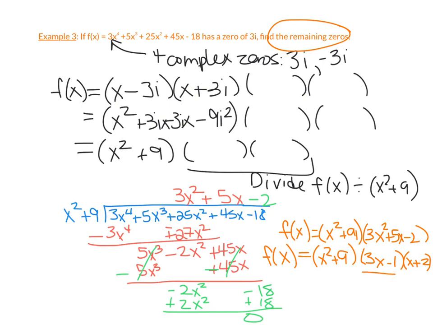You just set each of these factors equal to 0. I get 3x minus 1 equals 0, which gives me x equals 1/3. I get x plus 2 equals 0, which gives me x equals negative 2. So I also knew that my third zero was negative 3i, so these are my 3 zeros.